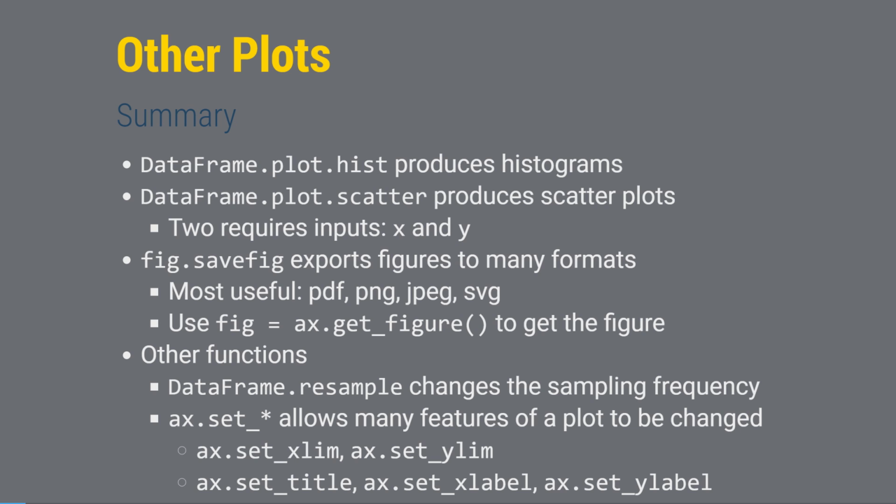Finally, this lesson showed a few other minor functions. In particular, DataFrame.resample is a useful method to change the sampling frequency of a dataset. And ax.set_ and then a value, so that's what I have set star, allows lots of features of plots to be changed. Some examples we've seen so far are set_xlim and set_ylim, also set_title, set_xlabel, and set_ylabel.